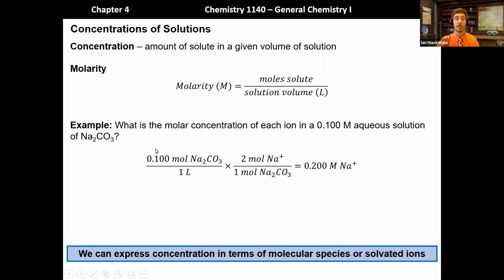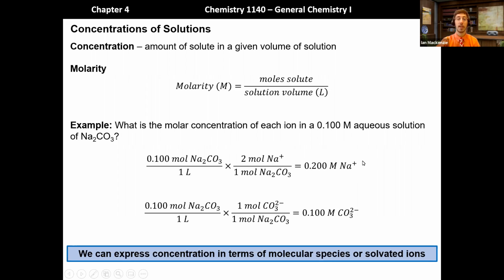So if I have 0.100 molar sodium carbonate as a formula, when I look at the individual ions, I see I get 2 sodium ions for every 1 molecular formula. And so that's 2 moles of sodium plus per 1 mole of sodium carbonate. And I come out with the solution being 0.200 molar in sodium ion. The carbonate ion, on the other hand, we only produce 1 of it per molecular formula. And so I only end up with 0.100 molar in carbonate ions.